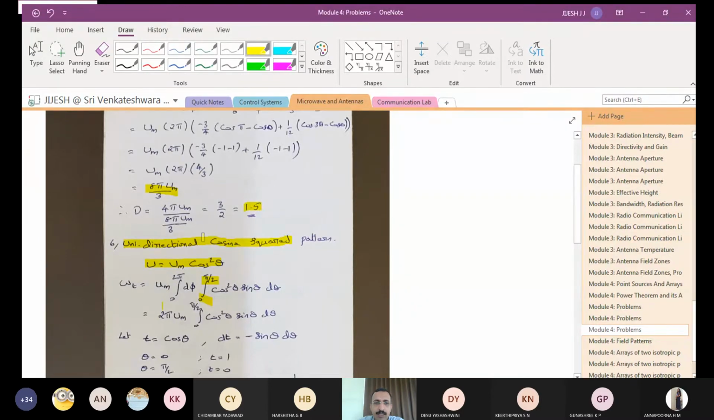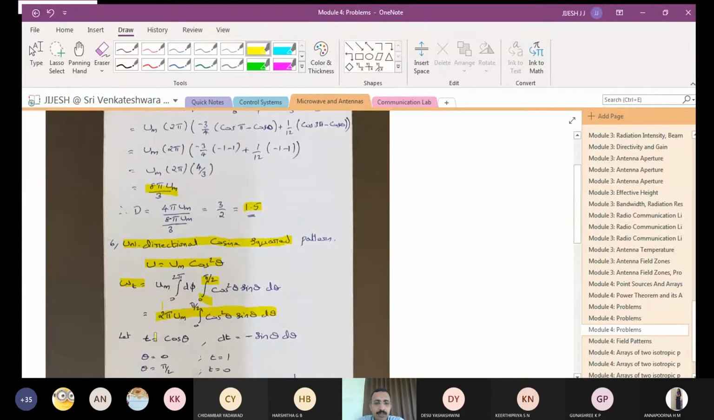That is for the unidirectional cosine square pattern. So you will be writing U is equal to cos square theta. So WT you have to find out. You have to use cos square theta, sin theta, d theta, d phi. You have to integrate for the limit 0 to pi by 2, cos square theta, sin theta, d theta. So 2 pi integration 0 to pi by 2 cos square theta, sin theta, d theta. Do the integration for cos square theta sin theta d theta.